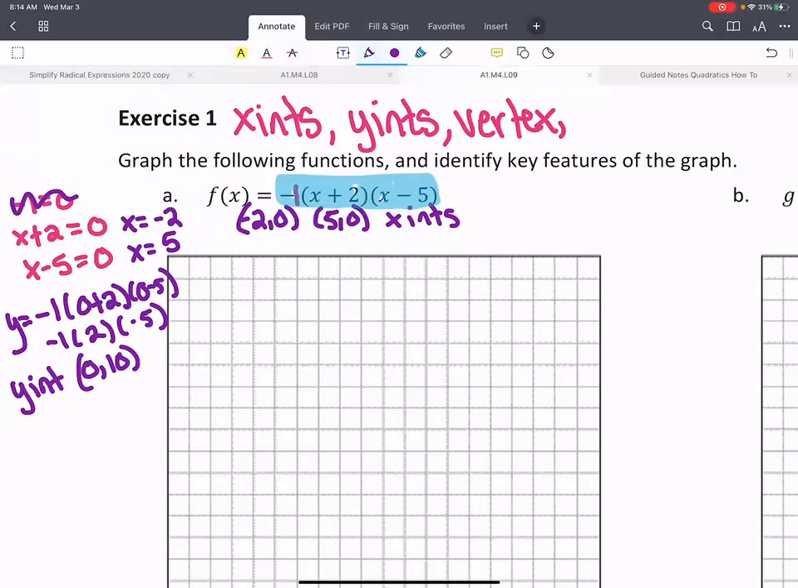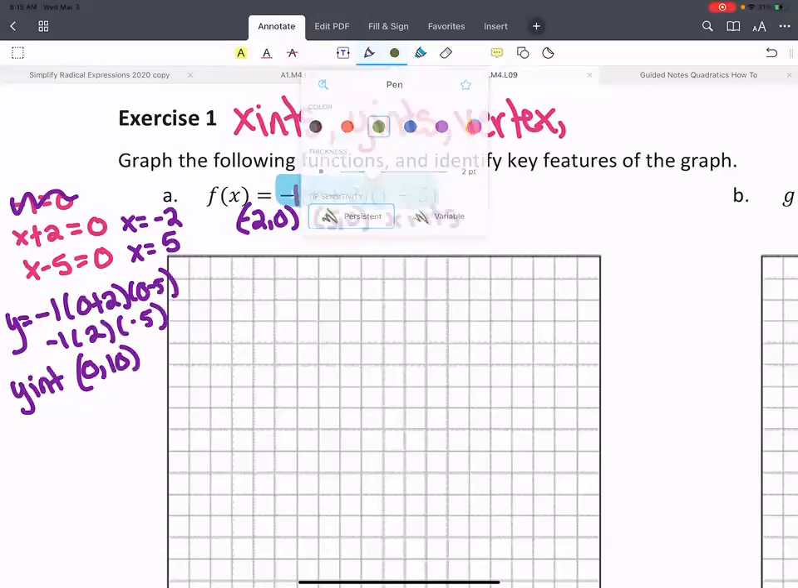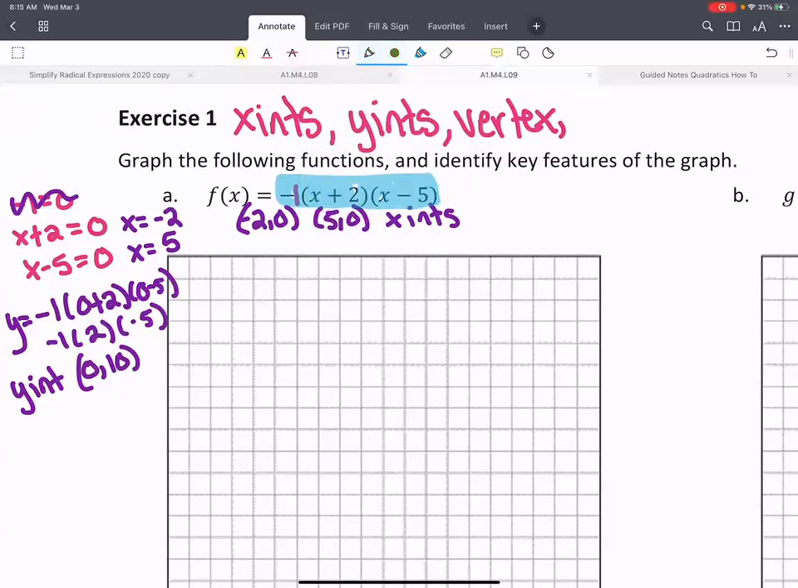Yes. So why did you multiply it? Because it's multiplication, they're in parentheses. So I did -1 times 2, which is -2. -2 times -5 is +10. Okay. So I got my y-intercept. Now we need to find our vertex.